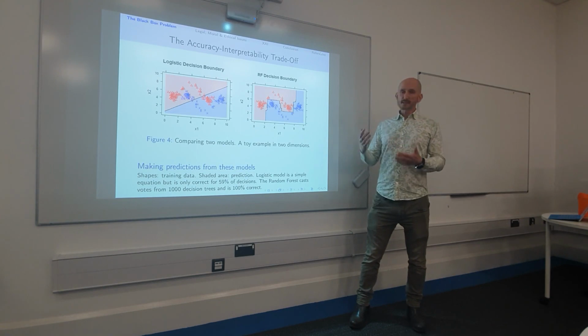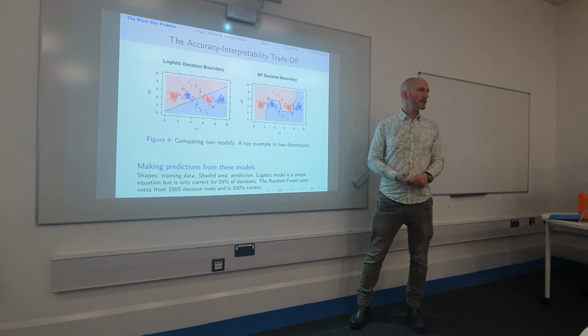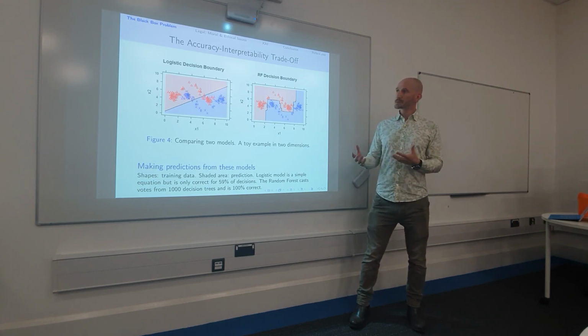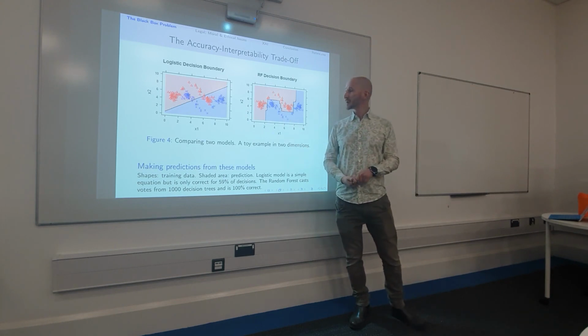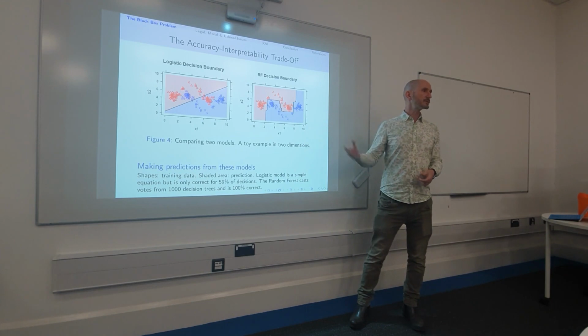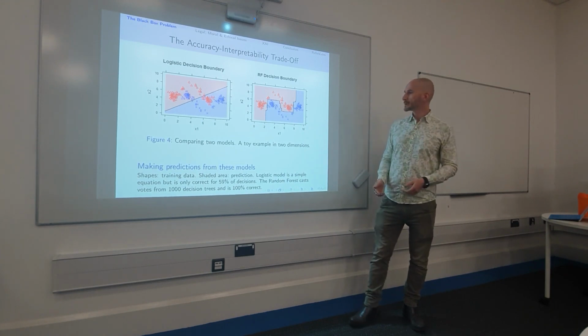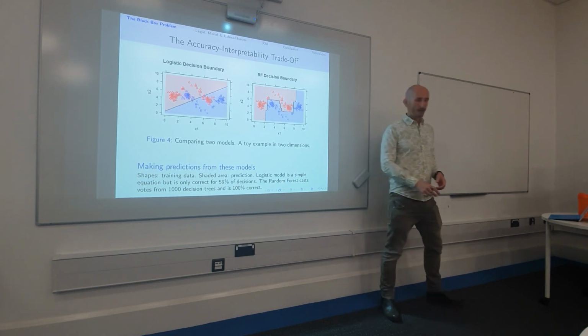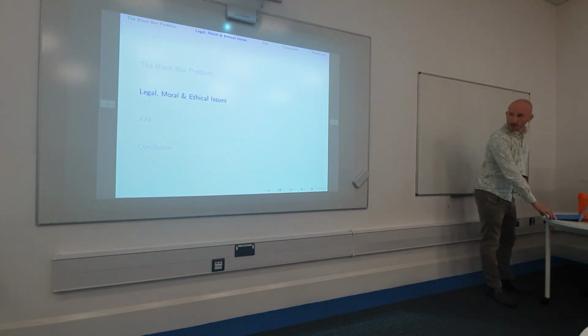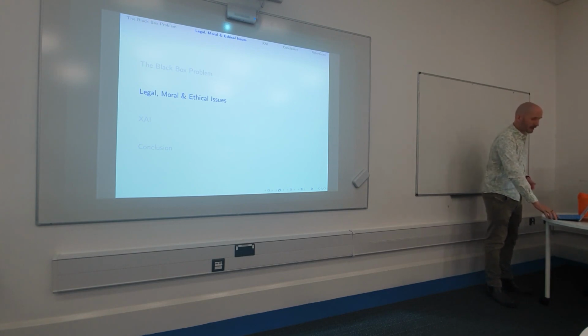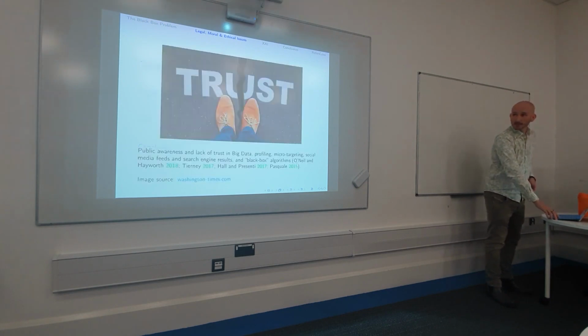So there's always this trade-off between accuracy and interpretability when we're trying to choose which model we want to use. Do we want to be able to interact with the model and talk about what it's doing and how it's classifying the data, or are we happy to accept a very accurate model that we can't explain? So I wanted to talk a bit about the legal, moral, and ethical issues that are thrown up by the black box problem.